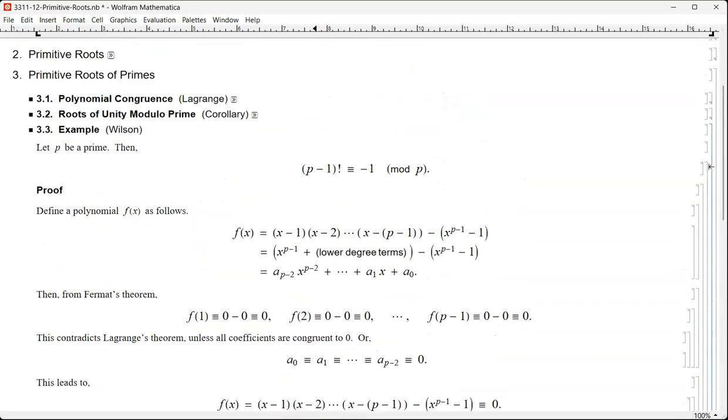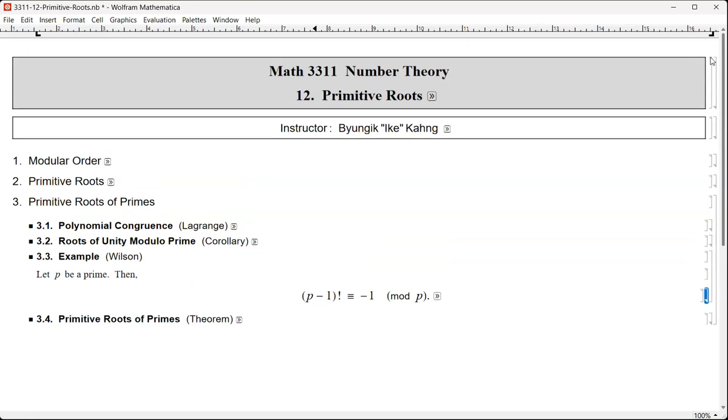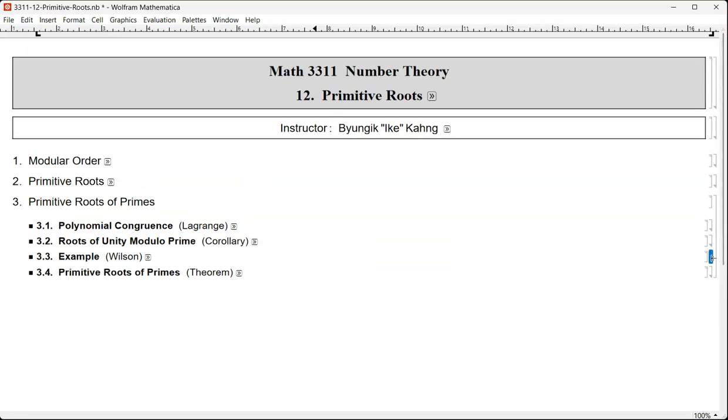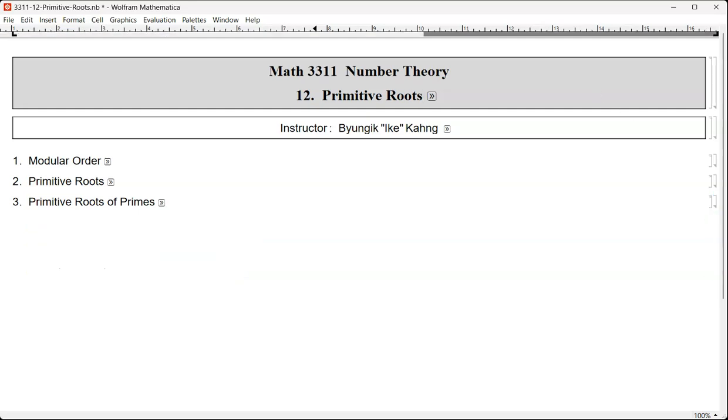Alright, we went through a neat example in Wilson's theorem, and this way we utilized Lagrange's theorem once more. Now we have a lot of time left, but I'd like to have 3.4 in a separate video as a fresh start. So let's stop here and let's meet again in a separate video for 3.4.